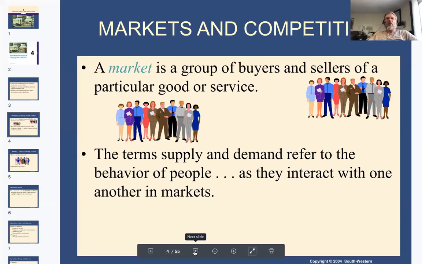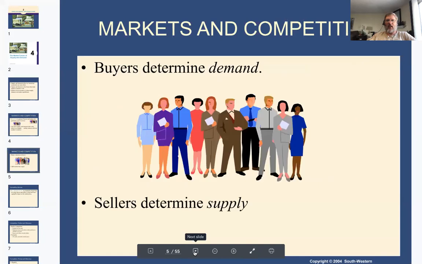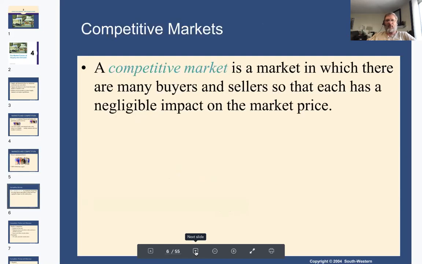Okay, so what do we mean by a market exactly? Well, a market is simply a collection, a group of buyers and sellers, and supply and demand refers to the behavior of the people as they interact with one another in the market. And we've talked about some of these things. Demand is representing buyers and their actions and their behavior, in particular, how they respond to price. And sellers end up determining the supply.